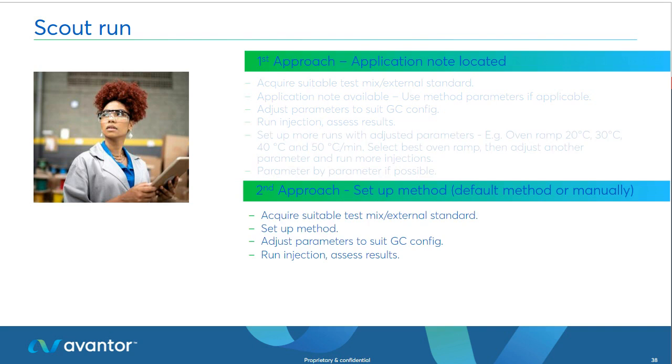Then with the second approach, we again acquire the suitable test mix. We set up the method, and we tend to recommend to try and start with the default method, or you can do checkout methods. And then this is just a bit easier because a lot of the settings that you want to start with and then do the method development may already be loaded for that inlet and detector type. Then adjust the parameters to suit the GC configuration as needed. Do the same again.